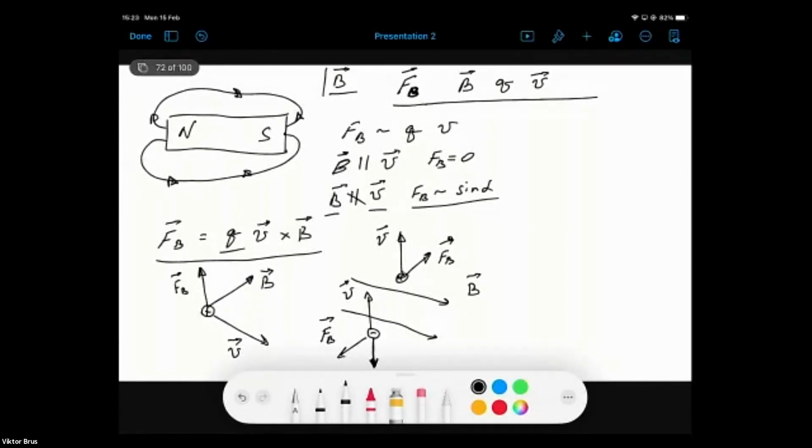So the magnitude of this force will be the absolute value of the electric charge times speed times magnetic induction times sine alpha. Sorry, here we don't have a vector, it's just the absolute value. So just F_B. Okay, so once we have this, let's go to another slide.